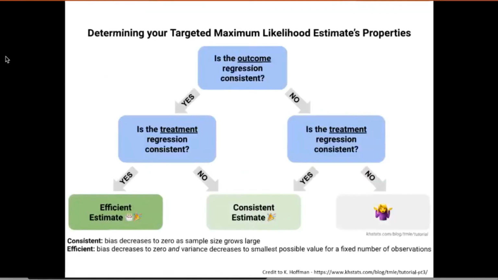And the double robustness in this case is very interesting because here, if the outcome regression is consistent and the treatment regression model is also consistent, then you have an efficient estimate. If only one of the two models is consistent and the other is not, then we still have a consistent estimator, even though it may not be efficient in this case. Next slide.